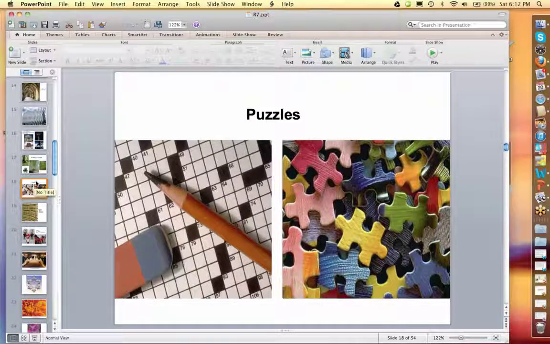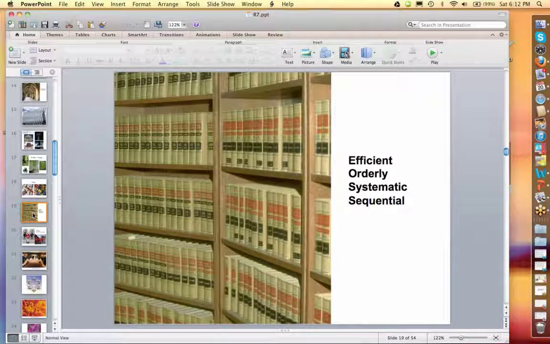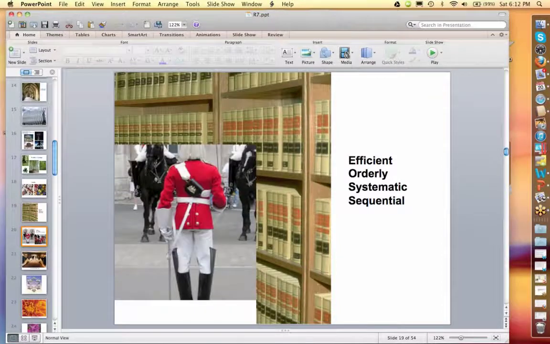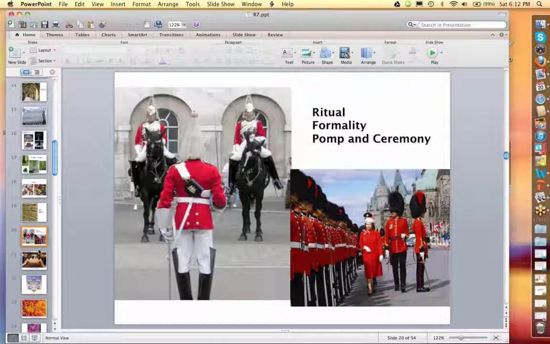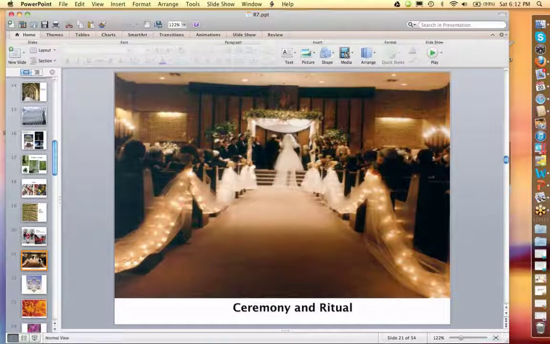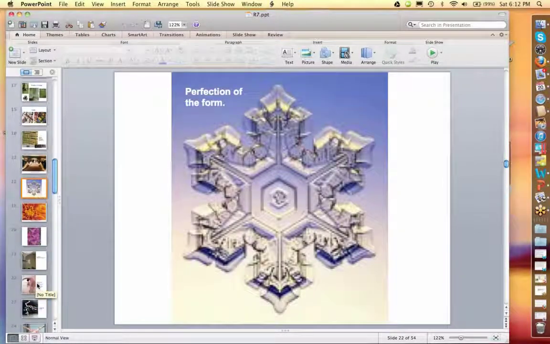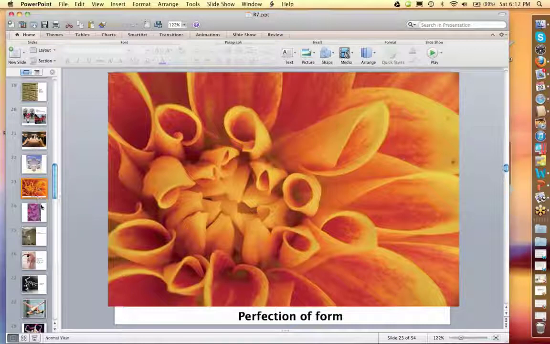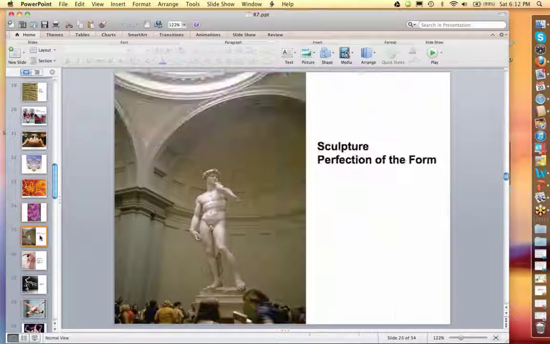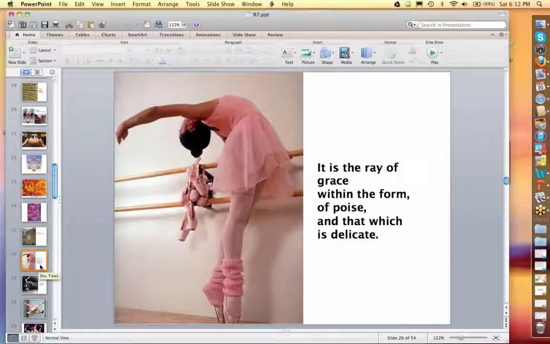So we have again creating patterns and puzzles and putting things together. Puzzles was also a fifth ray quality as well, in dissecting and taking things apart. Pomp and ceremony, rituals, the perfection of the form. Now, we had the same picture for the arts, but that was the arts. This is to show you grace within the form, the poise, and that which can be very, very delicate.